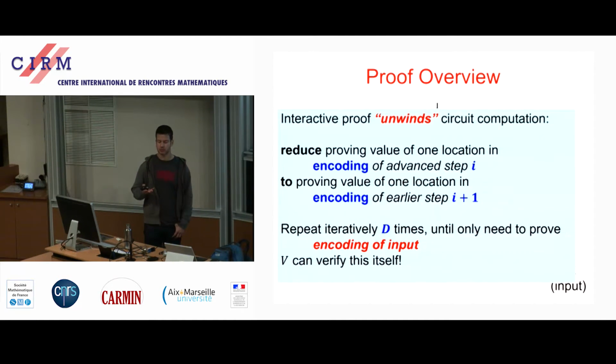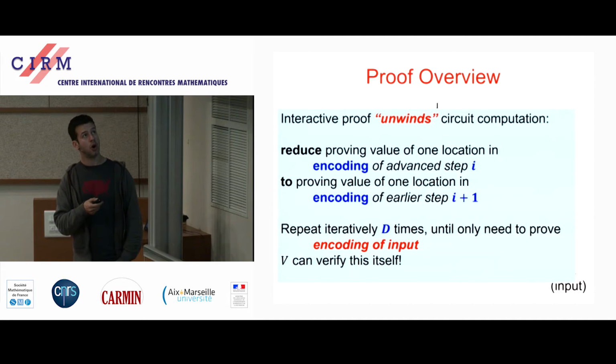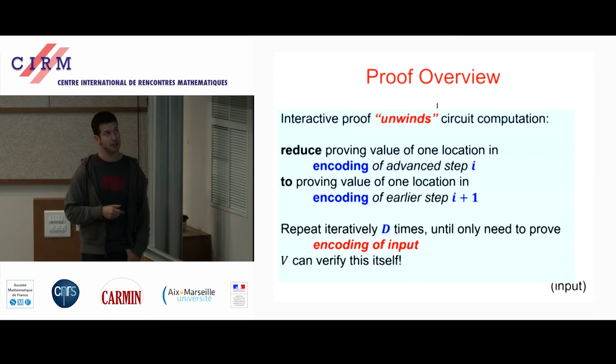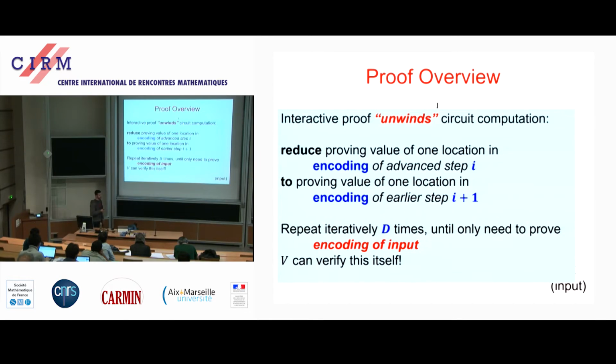Now the idea in the interactive proof is to unwind the circuit computation. The circuit computation goes from bottom to top. The interactive proof is going to go from top to bottom. What we're going to do is reduce proving the value of one location in the encoding of an advanced step. So we'll use error correcting codes, as that was a good idea that was hinted at. We'll think about encoding each of these layers of the computation, and we'll reduce from proving the value of one location in the encoding of a step high up, to proving the value of one location in the encoding of an earlier step.